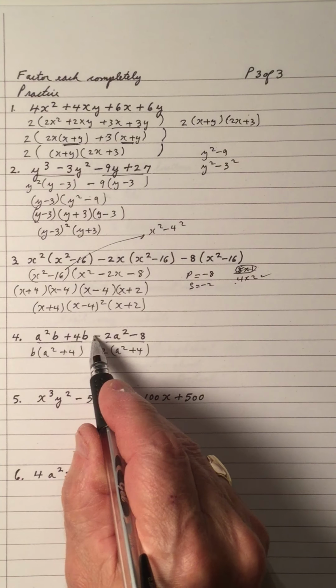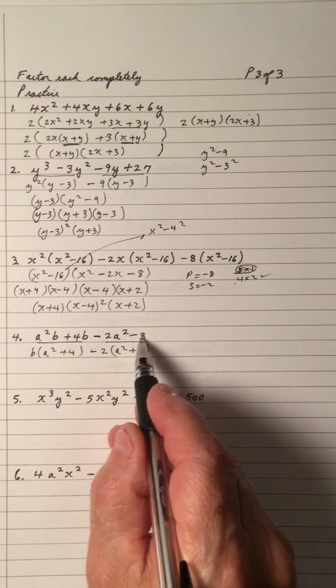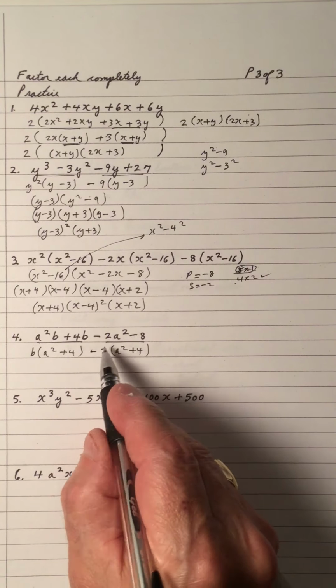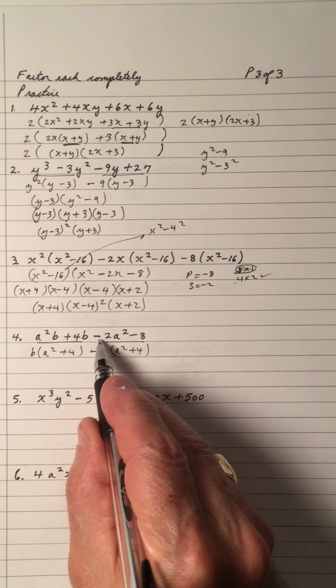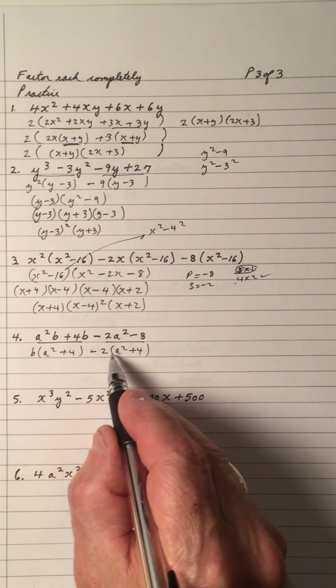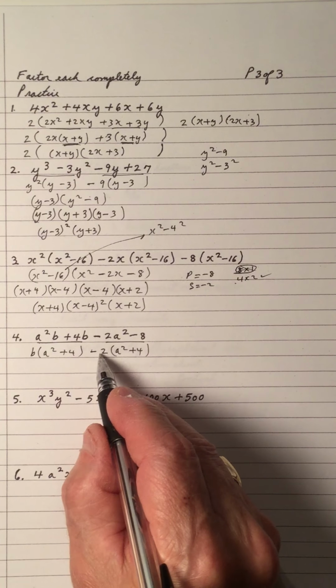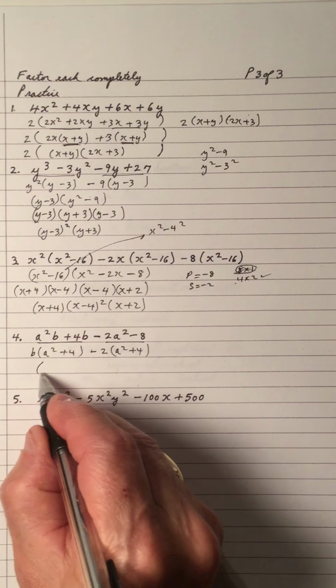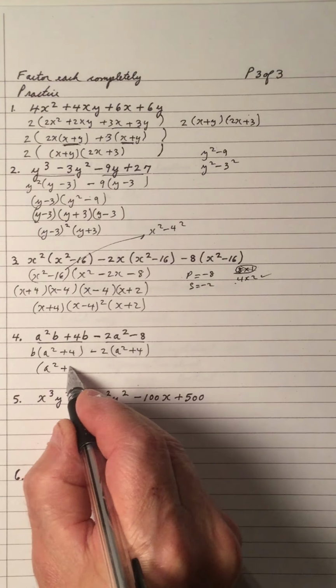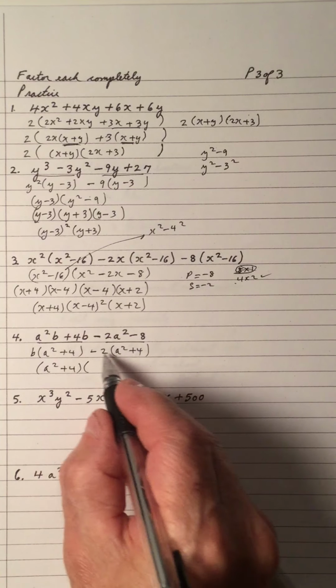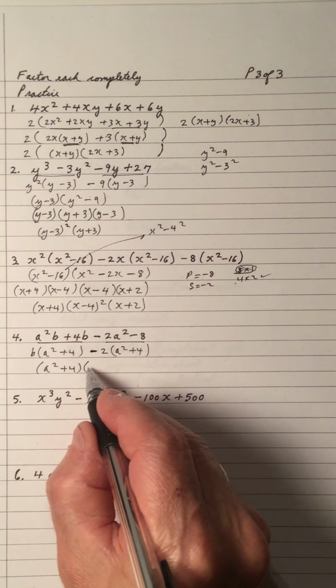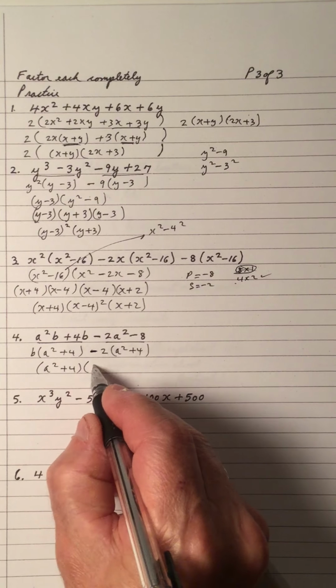So we take the negative, because that's a negative, we put a negative. 2 is the GCF between 2 and 8. And don't forget, negative 2 divided by negative 2 is 1. Negative 8 divided by negative 2 is plus 4. And a squared plus 4 is the binomial GCF, and that leaves us with a b minus 2.